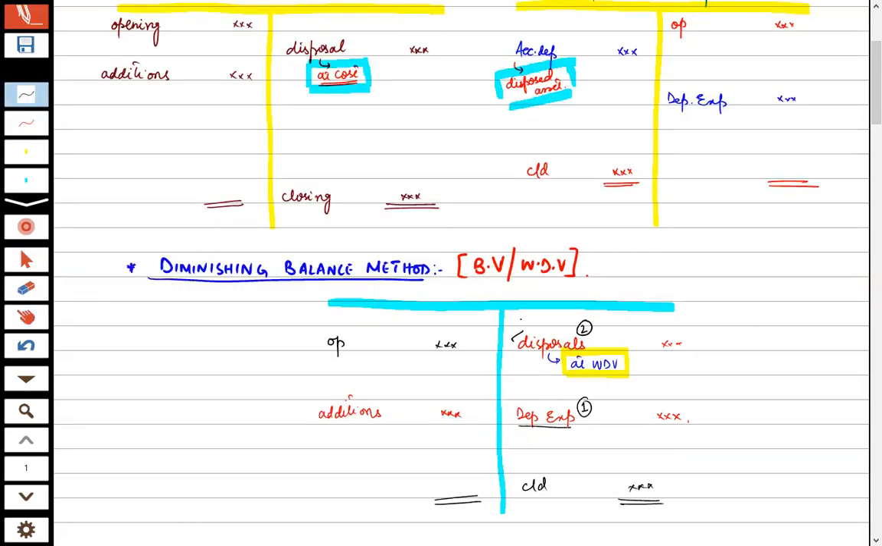Also, what is the title of this T account? For which account is it? It is the asset account. That asset is represented at WDV. Clear?